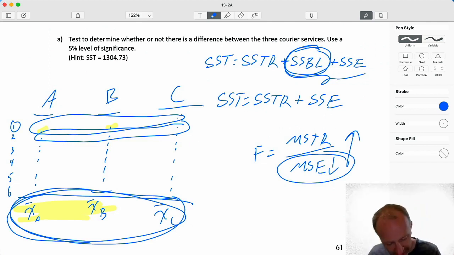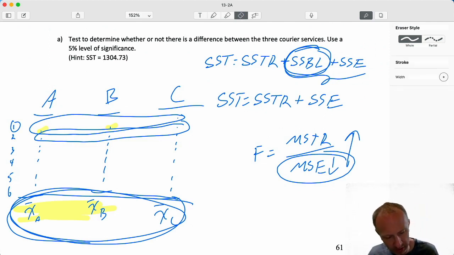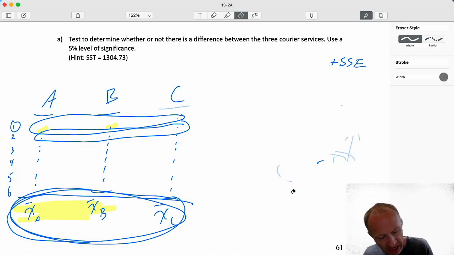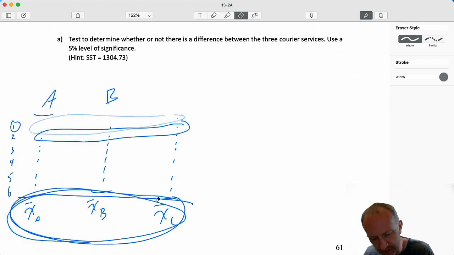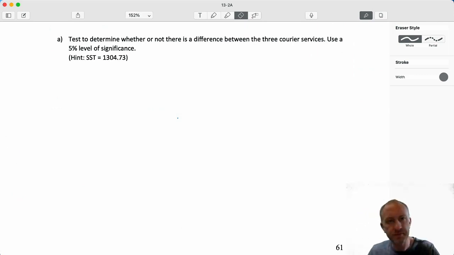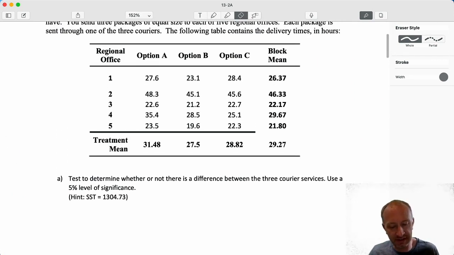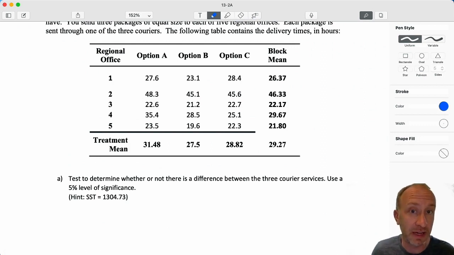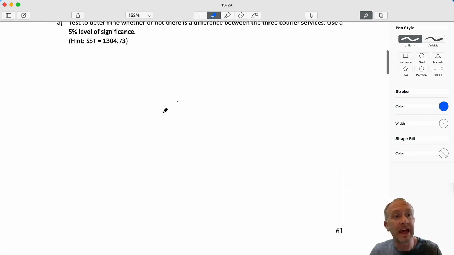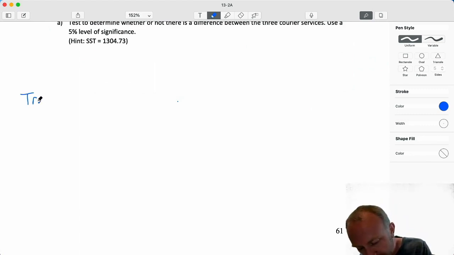Okay, so that's enough on that. I could talk for an hour, I'm sure, just on the underlying theory of the randomized block. So let's just get into how to do this problem. You'll find it's very, very similar to the completely randomized ANOVA. There's just that one additional source of variation. Now here again, we're going to produce a full ANOVA table. So here we have treatment.